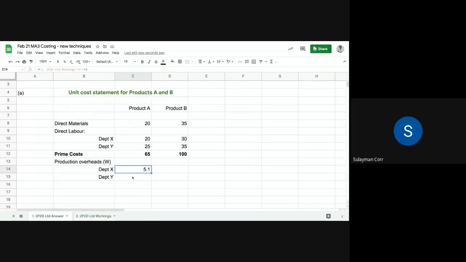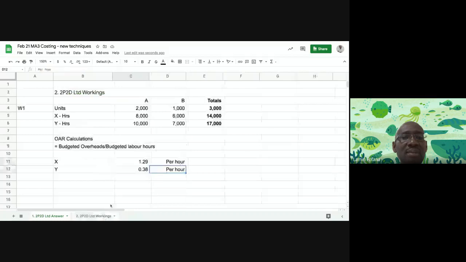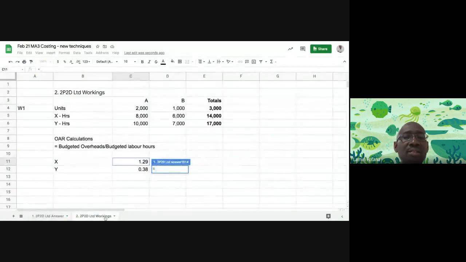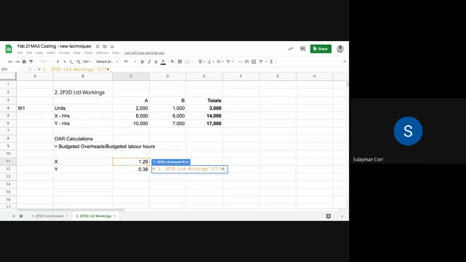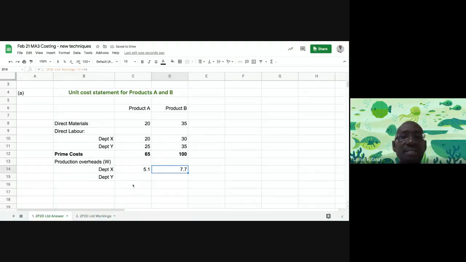So now for the second one, we have to use the same rate for the second one since it's on the same department, isn't it? So we come here, we say equals, we click on this same rate, multiply by what? 6. Multiply by 6. Okay, so that gave us 7.7.